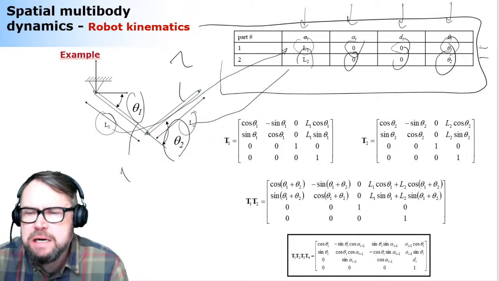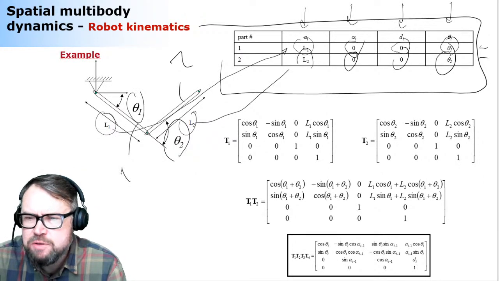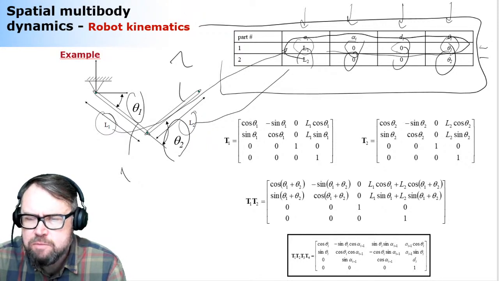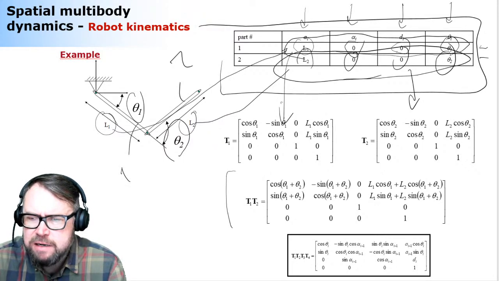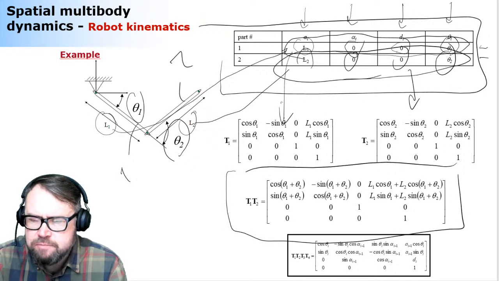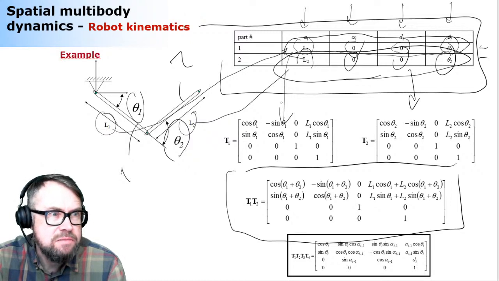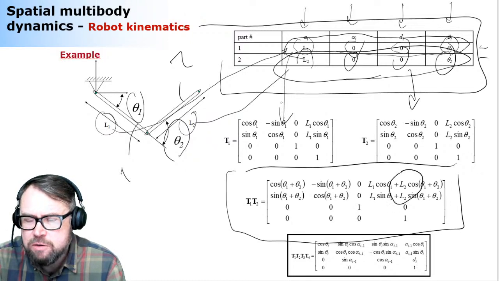Okay, so now I have my matrix table, maybe a better way to say it. Ready? What's going to happen next? I'm going to substitute this row to my 4x4 matrix, this row to my 4x4 matrix, and my final kinematics I can get by multiplying these matrices together. That's it. This is telling me where the endpoint is located.